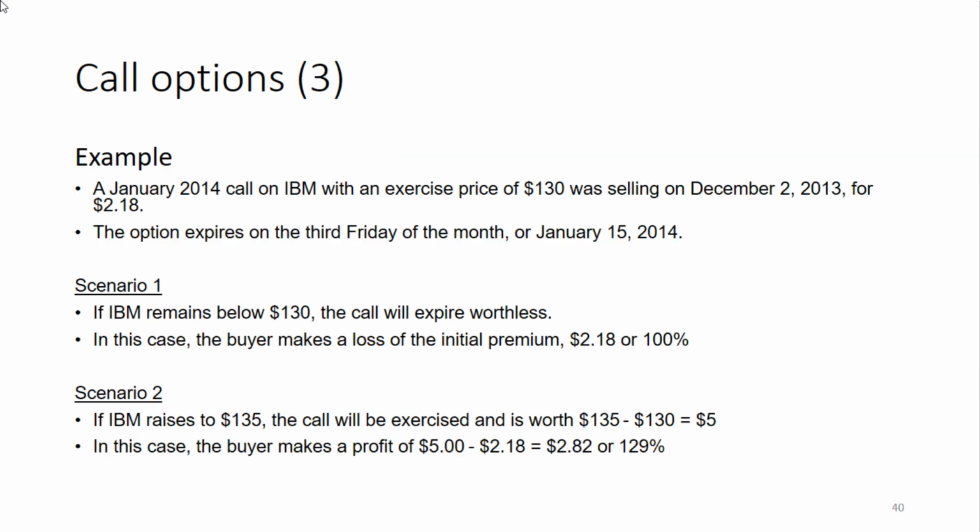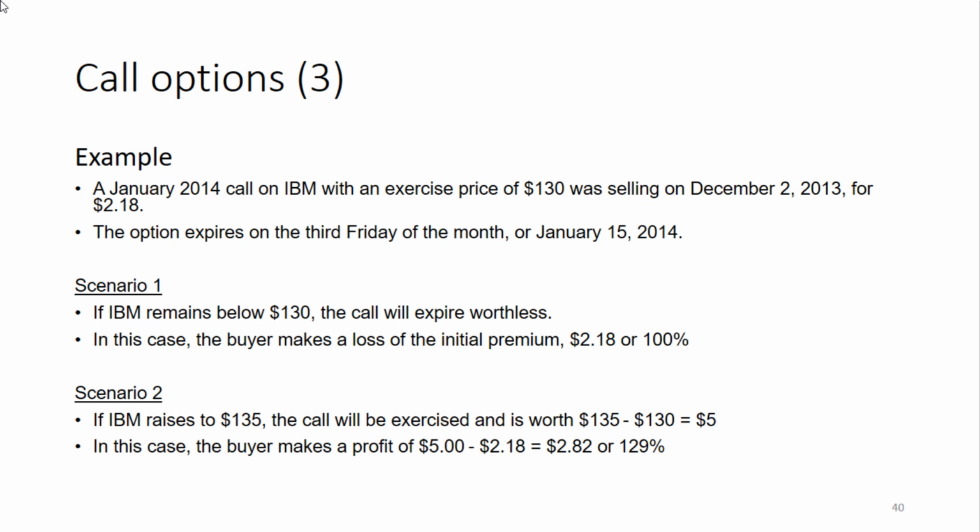Let's look at an example. Let's look at a call with an exercise moment and a maturity date of January 2040. It's a call option. The underlying asset is IBM stock, and the exercise price is 130. So that's the agreement that the holder of the call option could buy IBM against a price of 130.